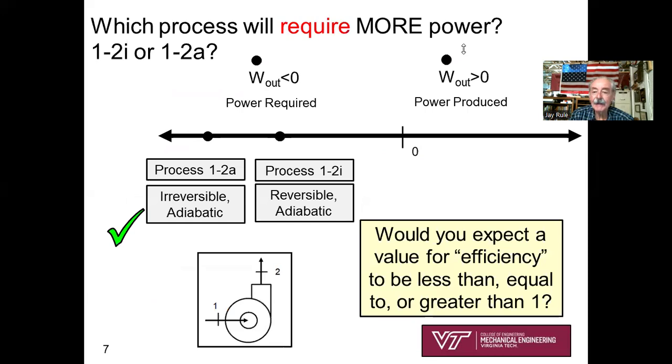All right, back to our pump analysis. We're trying to analyze pumps. Let's imagine a pump that is reversible and also fully insulated. Let's call it 1 to 2i for right now. And then we've got a pump where somehow there's something irreversible going on. You can imagine maybe some kind of friction between the rotor, the impeller, and the casing.